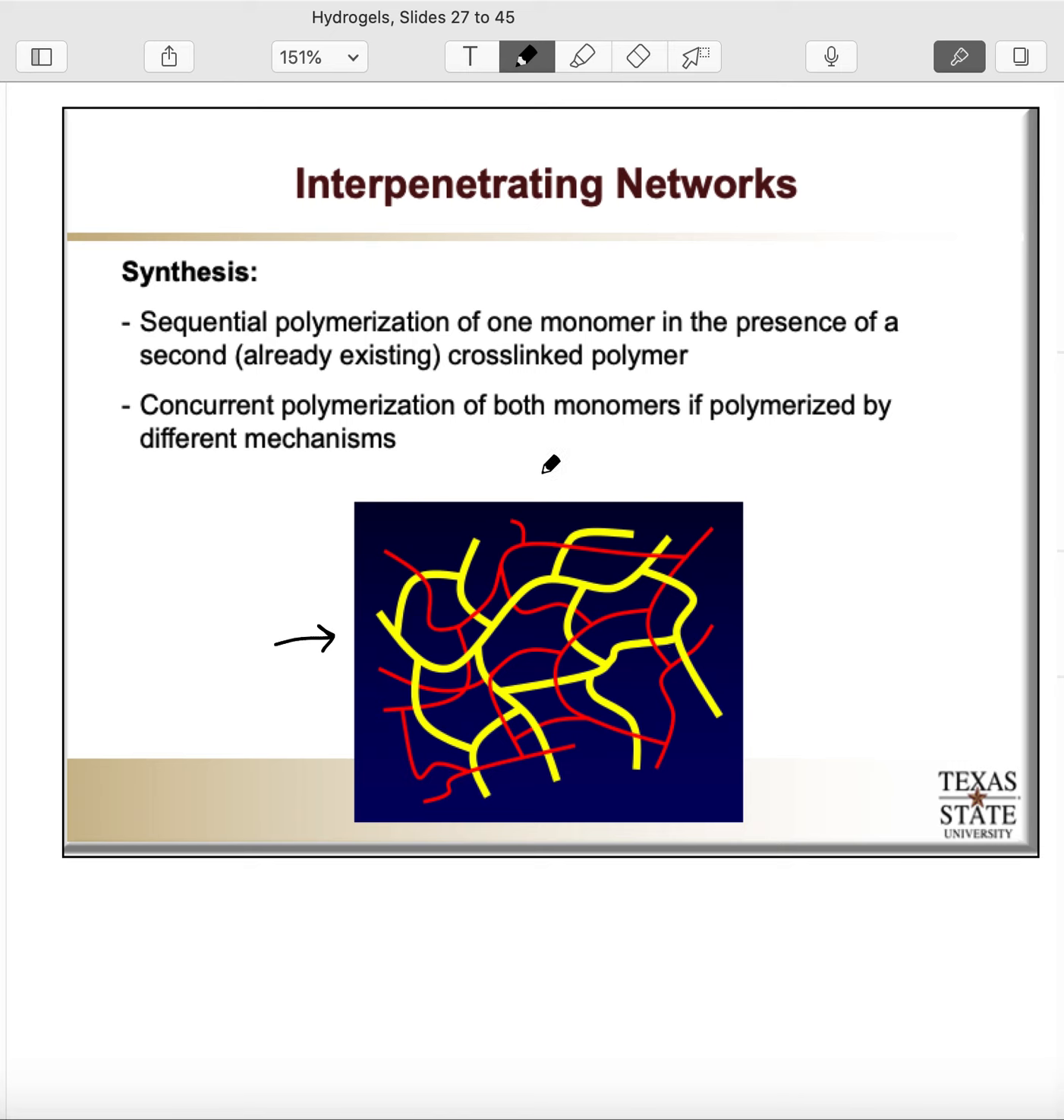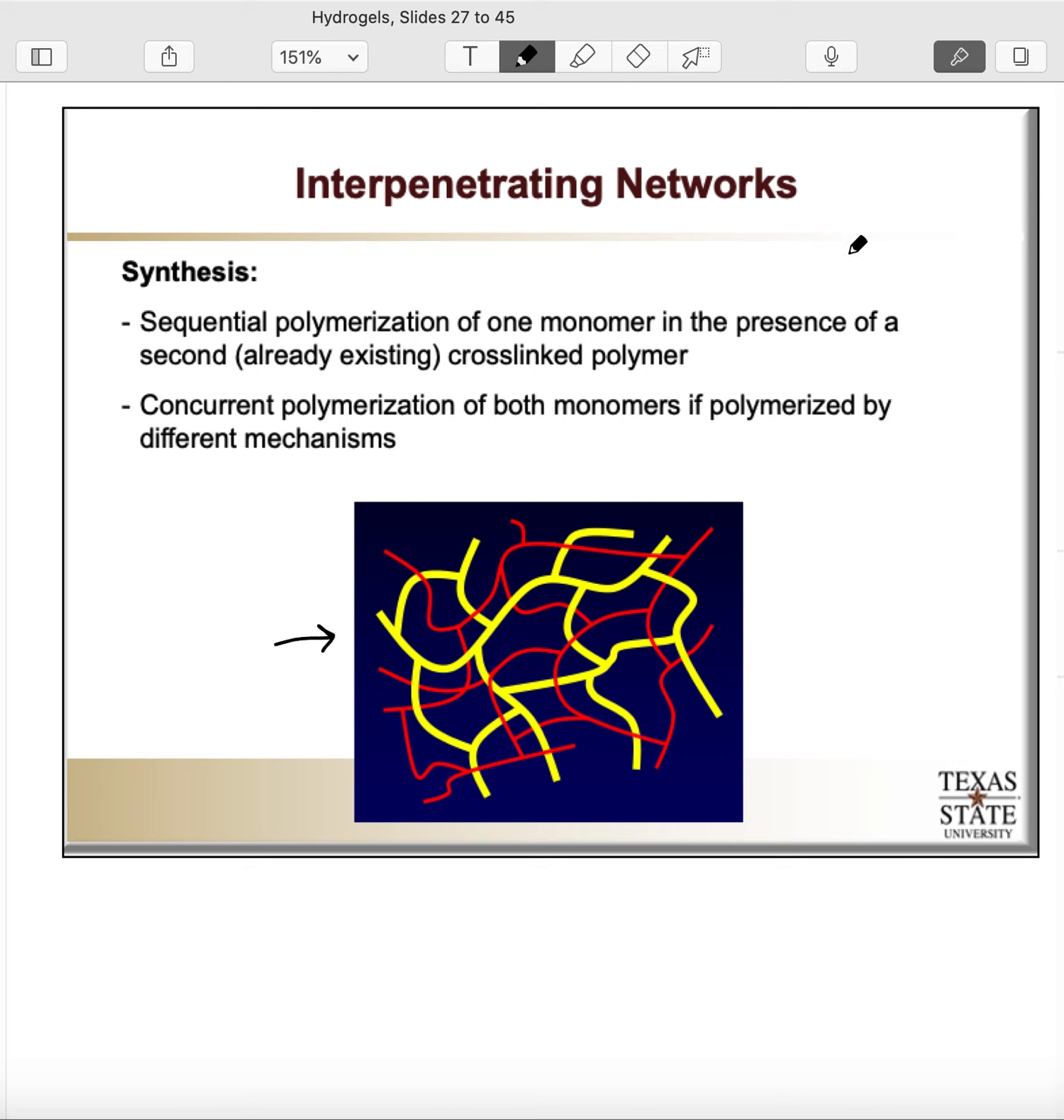attached to one another. The way that we can prepare this kind of interpenetrating network is by sequential polymerization of one monomer in the presence of the second monomer. For example, I could polymerize polyacrylamide first, let's say the yellow network first, and then I swell that network in the monomer for the second, so in acrylic acid for the second polymerization. I then polymerize that second monomer in the presence of the first polymer network, and so I would end up with this kind of intertwined polymer system.